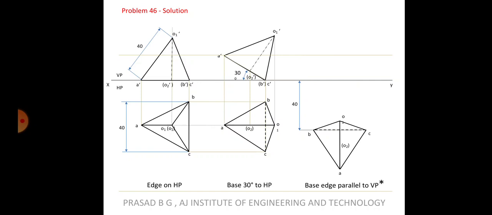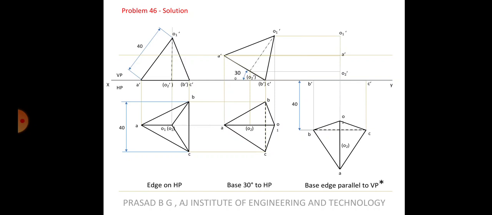Isn't it? So now we have to get the final view. So projection should go from each of the lines, from A, from B, from C, from O. Then you will get the corresponding points. You get A dash, B dash, C dash, O1 dash and O2 dash.